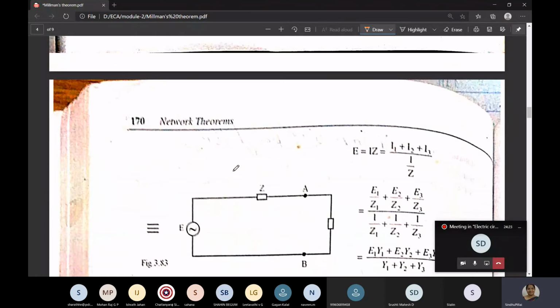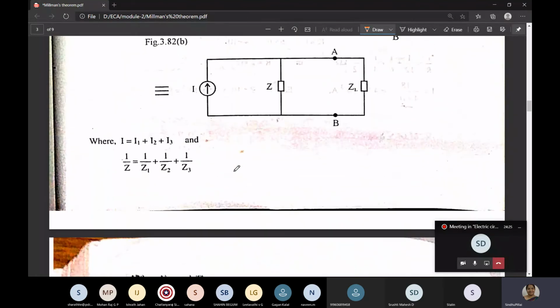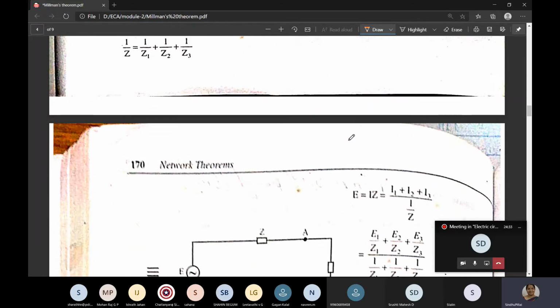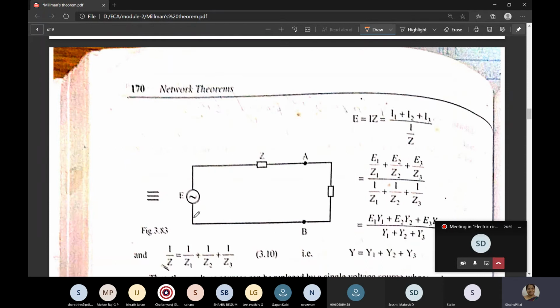Now whatever current source we got is converted to a voltage source with series impedance. So it is equivalent to E with series impedance Z, across ZL. How will they do that? E is nothing but I into Z. I is the sum of the currents, I1 plus I2 plus I3, and Z is given by 1 by Z.